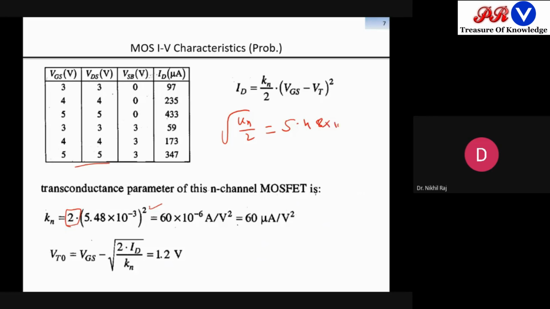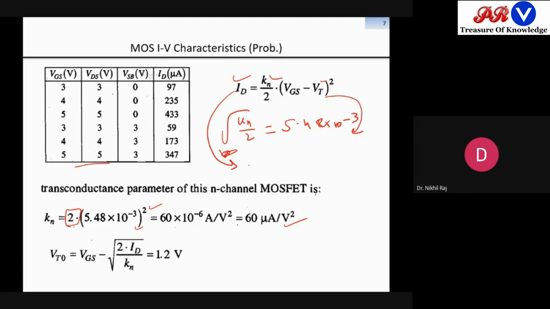5.48 into 10 raised to power of minus 3. So what will be Kn? Square into 2. So this way also we can find the Kn. And once Kn is known, from this expression we can put the value of ID, Kn, and then Vt. So what will be the Vt expression here?